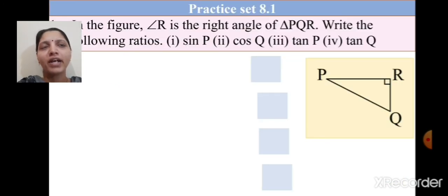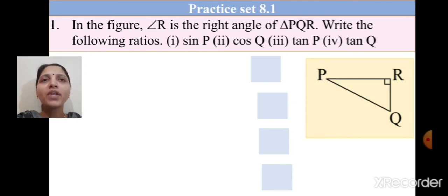Yes, so practice set 8.1 for sum. In figure, angle R is the right angle of triangle PQR. Write the following ratios: sin P, cos Q, tan P and tan Q. Now here the acute angles are not denoted by any of the Greek symbols, theta, alpha or beta. So here you can use the letters or the vertices of the triangle. Okay, so here which are the acute angles we are having? Angle P and angle Q. So you can use any of the letters here.